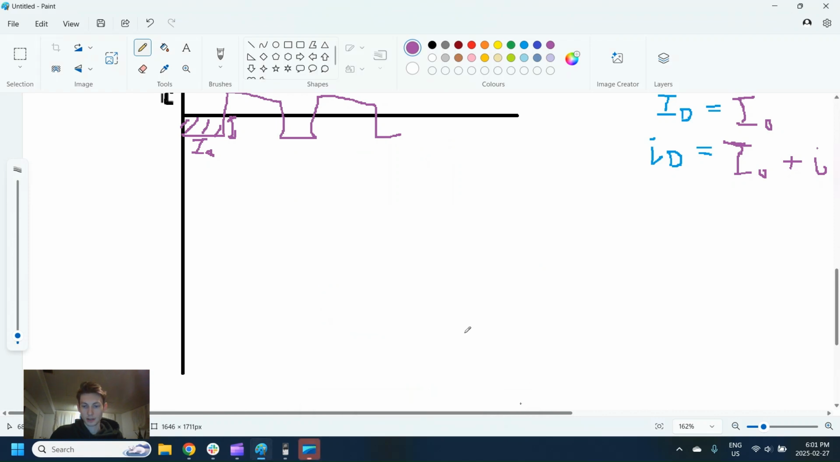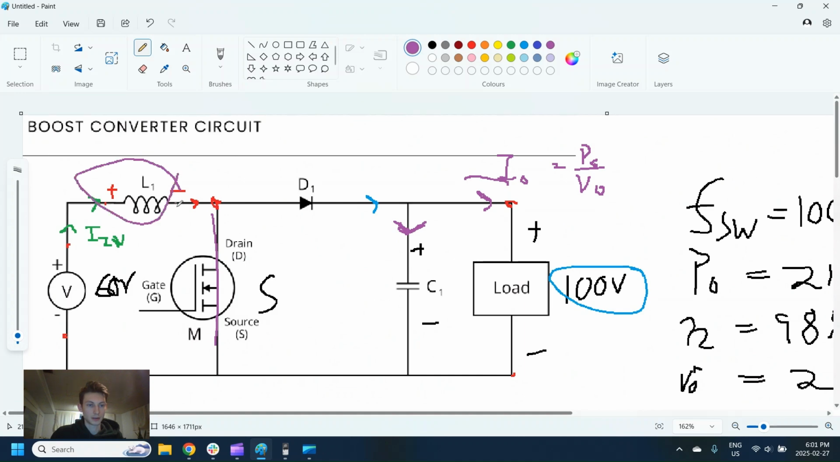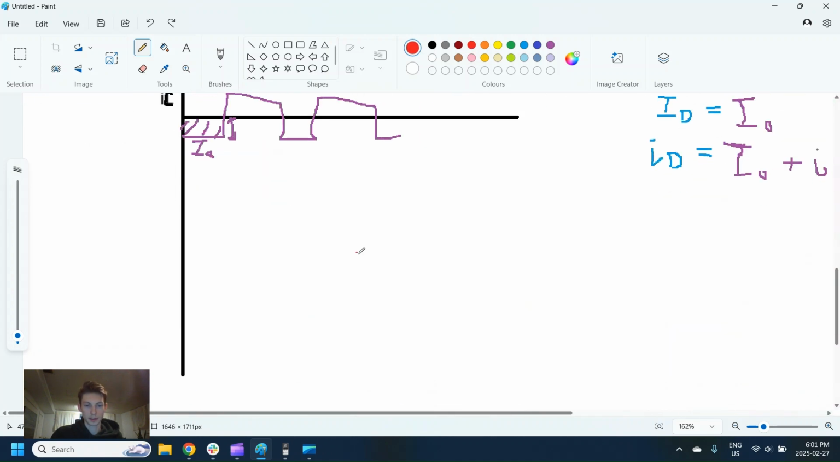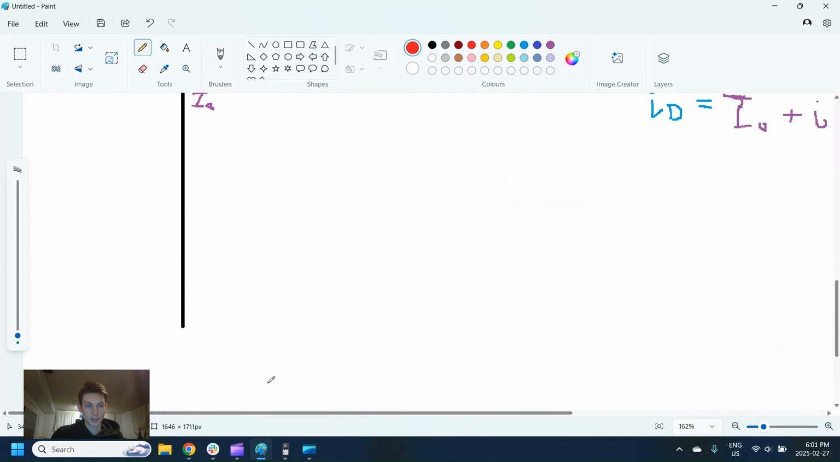We are back. I'm going to be calculating, first I'll start with the inductor. So let's pick a color here. Let's go with red because that's what we're using for the inductor. And we'll be using this waveform here, and we'll just write what we know about the inductor. So VL equals L di by dt. And we'll be using these two waveforms.